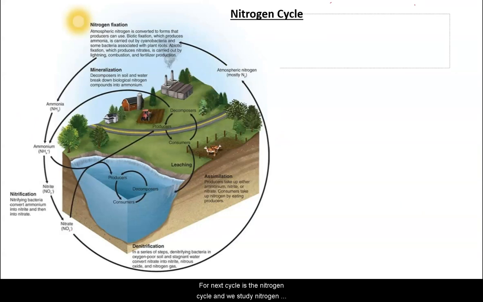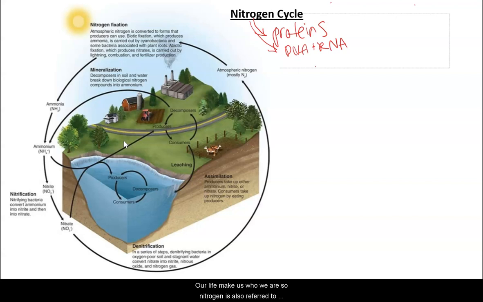So our next cycle is the nitrogen cycle, and we study nitrogen because it has many important properties within our bodies. It helps to make proteins by forming amino acids, and proteins help keep our body functioning and healthy. And it also makes things like DNA and RNA, which give us the instructions for all of our life and make us who we are.